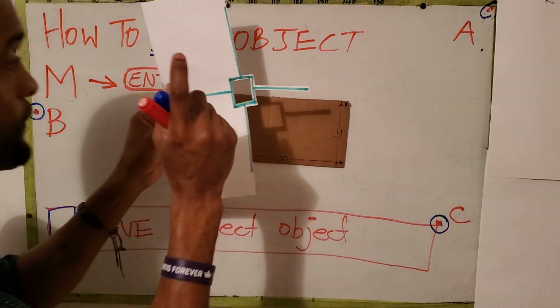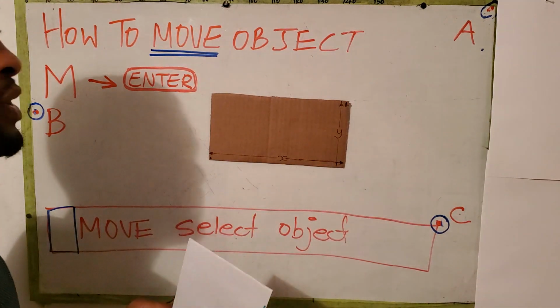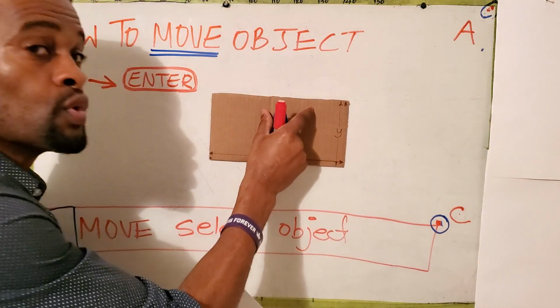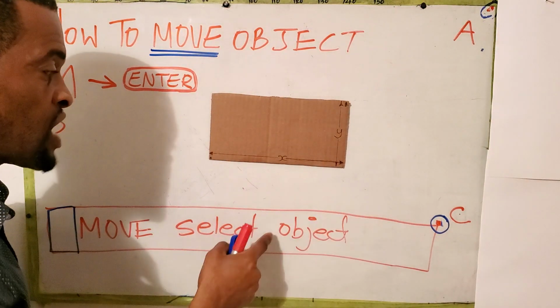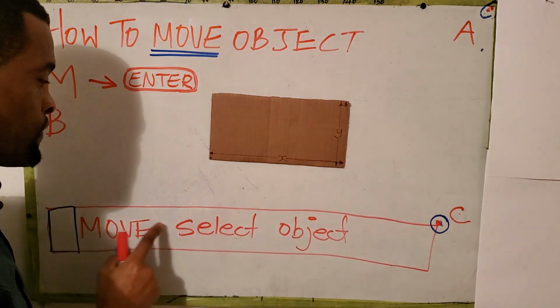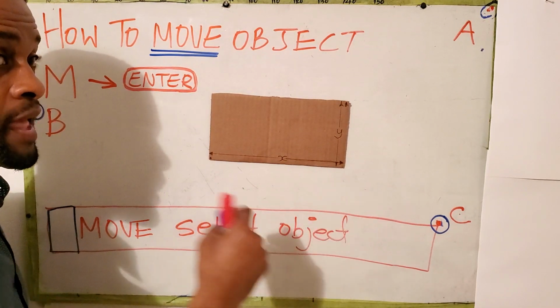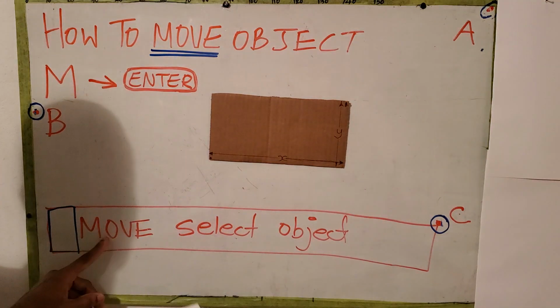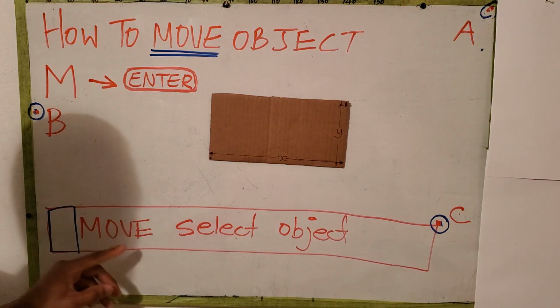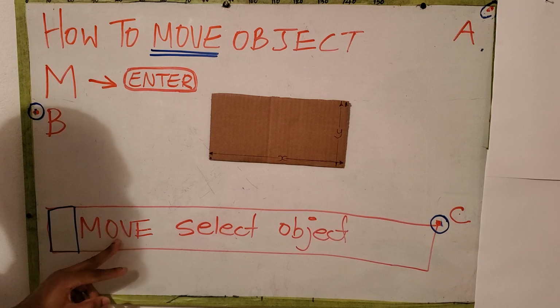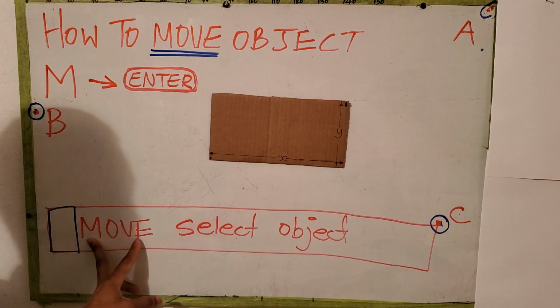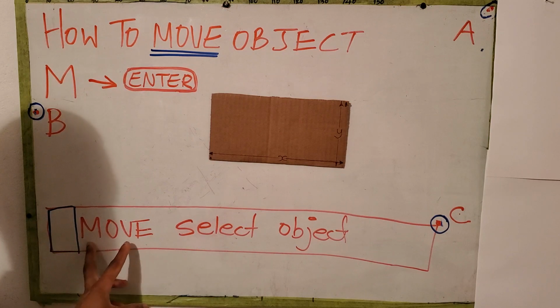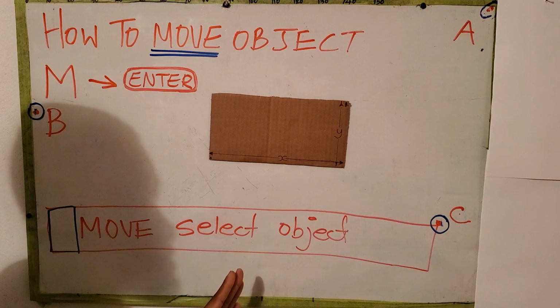I would then left click on the object. When the object turns blue, I would then click the enter key when the command bar says move select object. And again, note that move is the command. If you want to copy an object, this would be copy. If you're rotating, this would be rotate. So it would be rotate, select object, copy here, then select object.